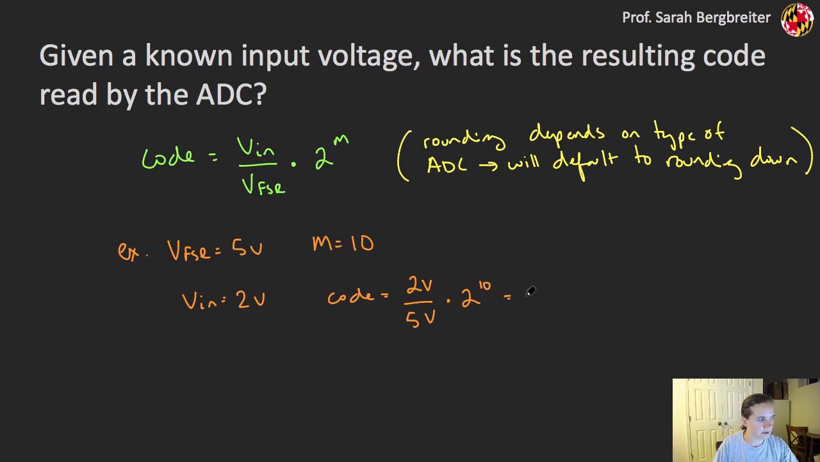And this will give me 409.6. And I'm going to round down. Obviously, I don't have any decimal points, so I'm going to say my code is 409. Okay? And that depends, once again, on the type of ADC that I'm actually using and how it's going about, at the transistor or integrated circuit level, computing these codes.